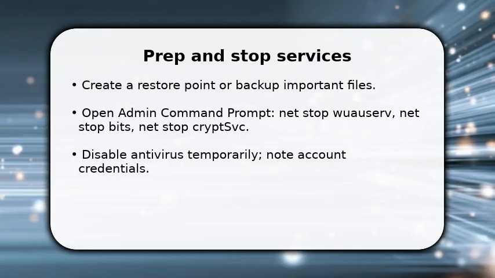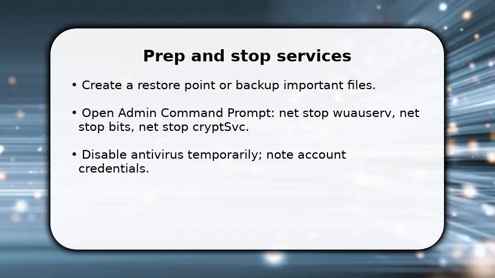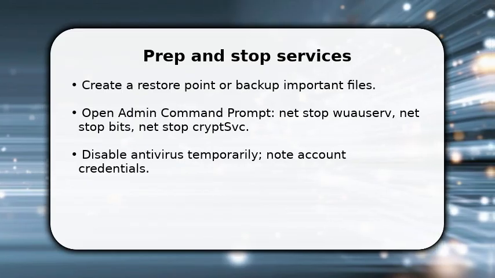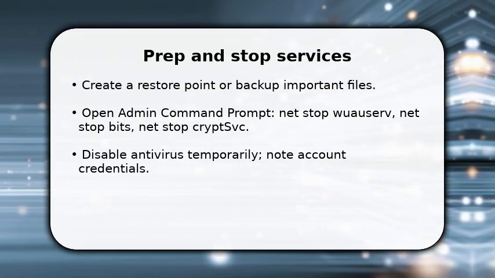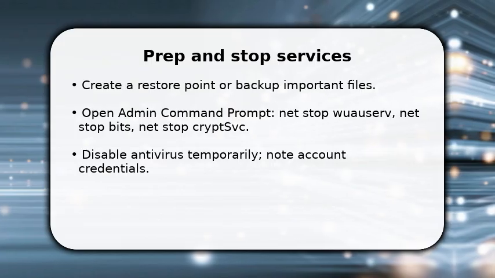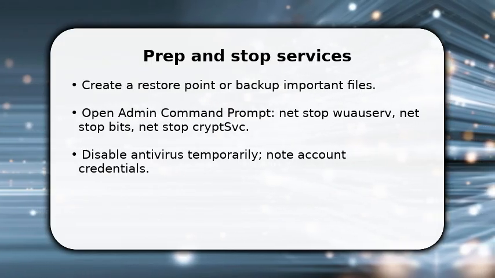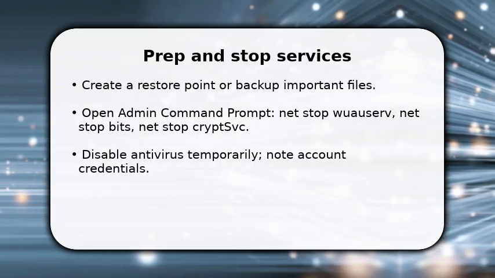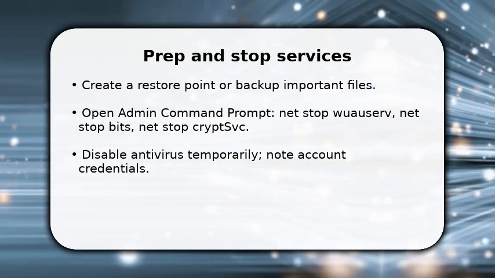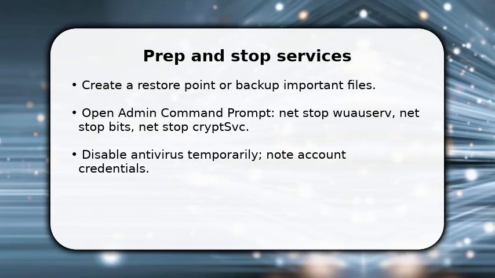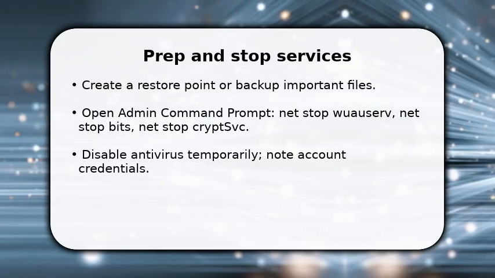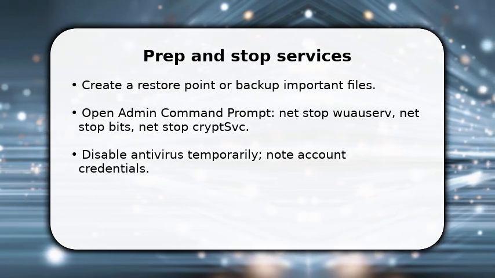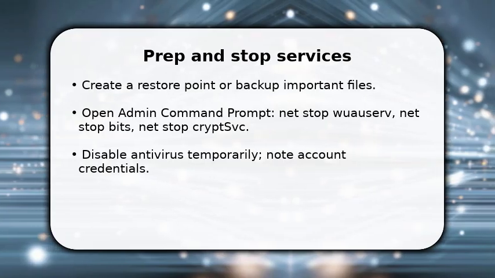You start by protecting your system and stopping the update components so files can be fixed safely. Create a restore point or quick backup, then open an elevated command prompt. Run net stop wuauserv, net stop bits, and net stop cryptsvc to halt Windows Update, Background Intelligent Transfer Service, and Cryptographic Services. Once done, disable third-party antivirus briefly to avoid file locks. This ensures the next file operations run without interference and prevents partial downloads from corrupting the repair process.